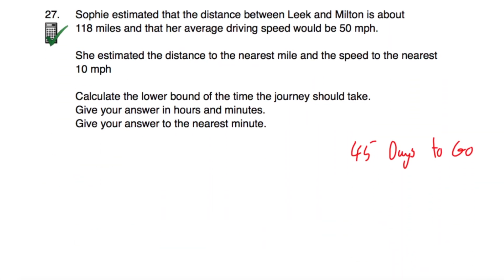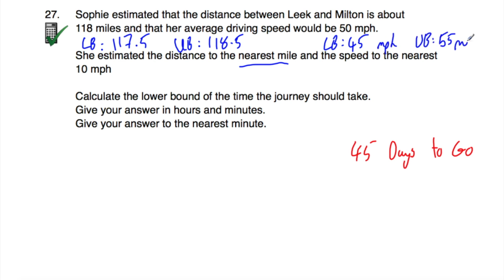Okay, question number 27, we've got this question about travelling between Leek and Milton, and we're told that the distance is 118 miles to the nearest mile. So in terms of the distance, the lower bound would be equal to 117.5 miles, and the upper bound would be equal to 118.5 miles, because it's to the nearest mile. And the speed is 50 miles per hour to the nearest 10 miles per hour, so the lower bound for the speed would be 45 miles per hour, and the upper bound for the speed is 55 miles per hour.